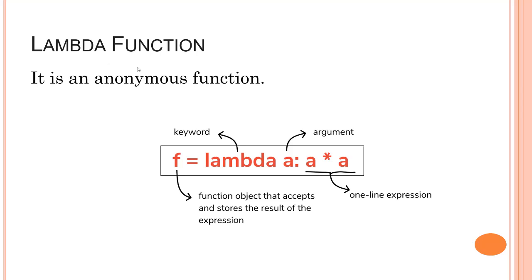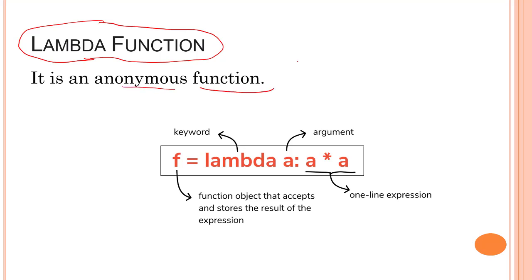So today's session will be moving to the concept of your lambda function. This is a special type of function in Python, and when we talk about pandas, we use this particular special function. It is an anonymous function, which means that we are using it without a name.